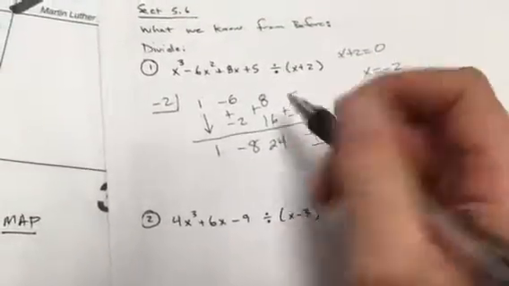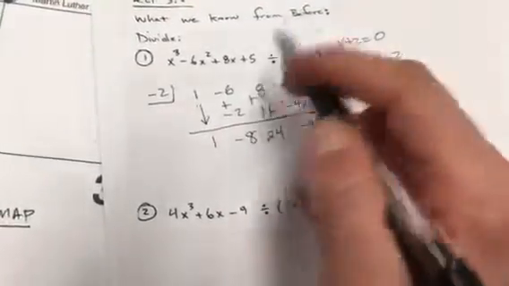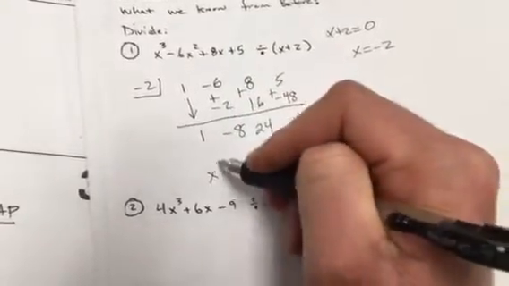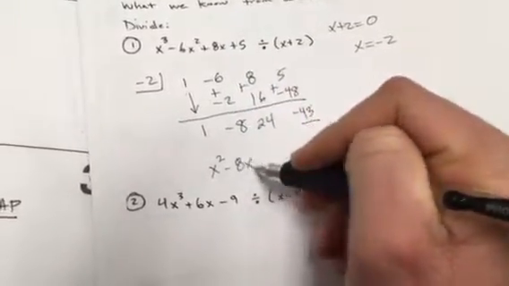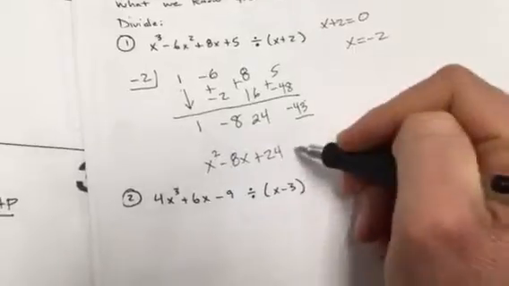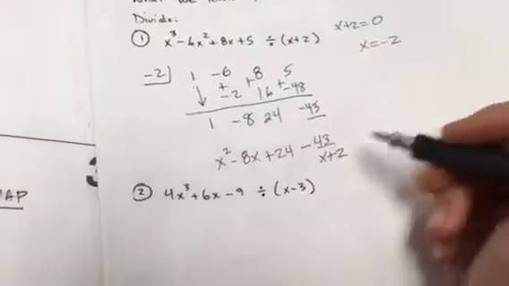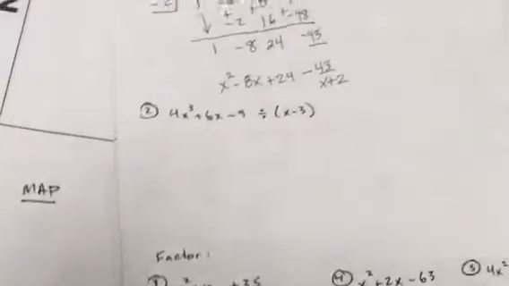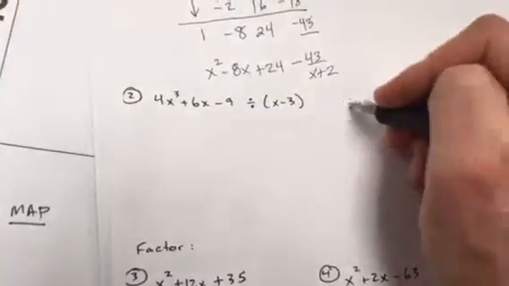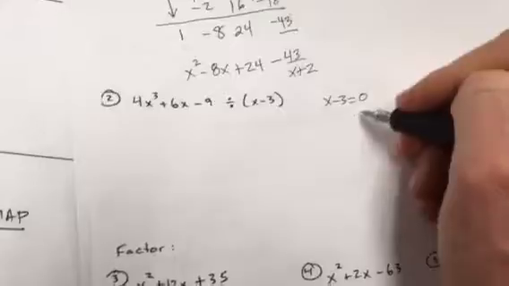All right. You started with x to the third, you divided it by x. This is 1x to the second minus 8x plus 24 minus 43. That's the remainder over what you divided by. All right, number 2 here, you set x minus 3 equal to 0. X equals 3 goes in the cubby.